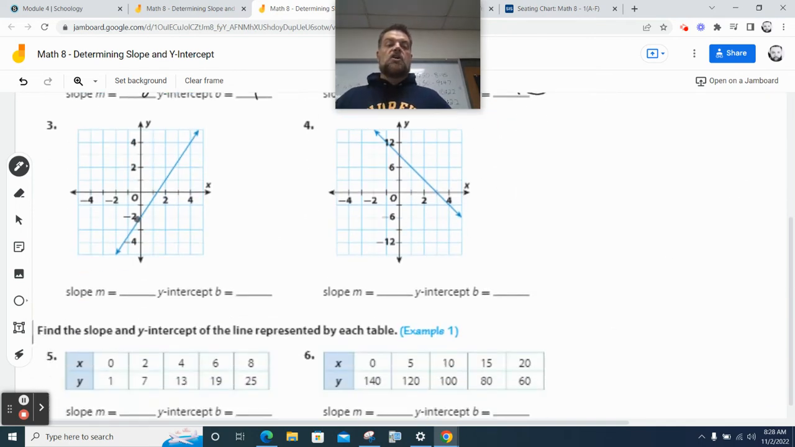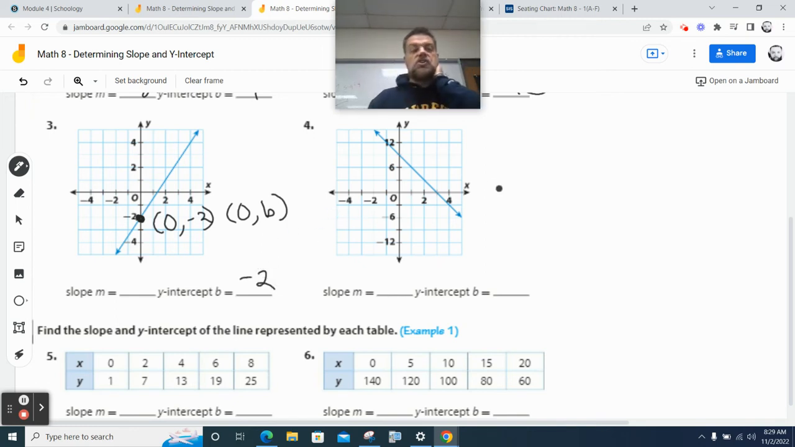All right, look here. What's this point on the graph? Well, it's 0, comma negative 2. What is the y-intercept? What is the b value? Remember, the y-intercept is 0, comma b. What is b? Negative 2.